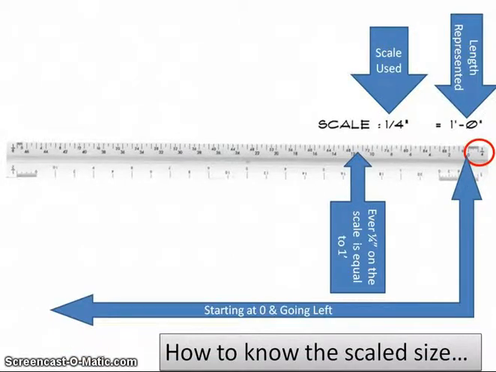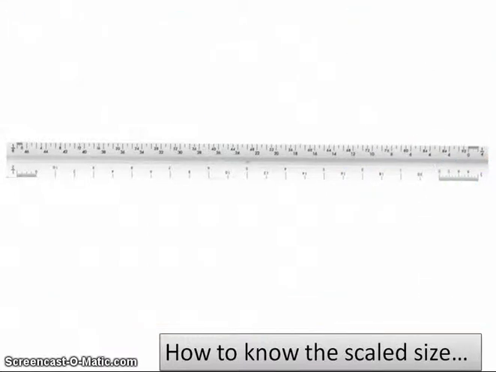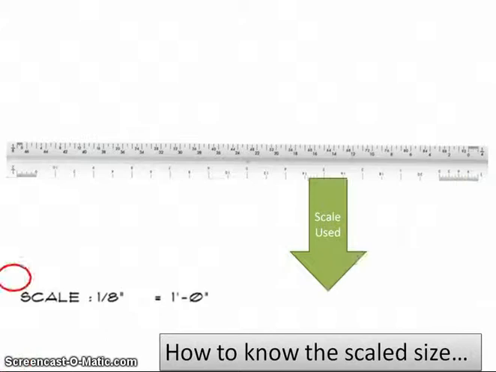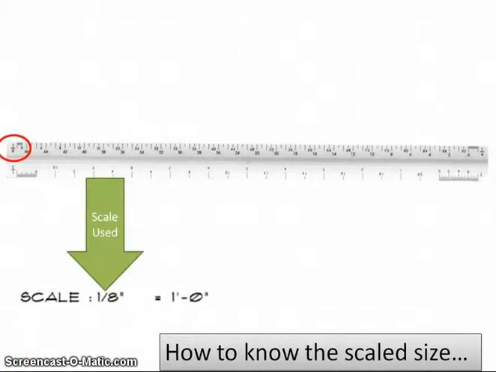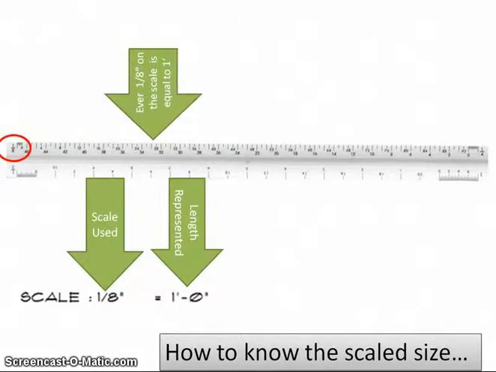When we do our reading, we would start from 0 and we would read to the left. Here's another example. So we know that the scale that we are going to use is the first number. So the scale that we are using is 1/8. That's going to represent our total outcome, which is going to be 1 foot. So for every 1/8 inch on the scale, it actually represents 1 foot in real life.